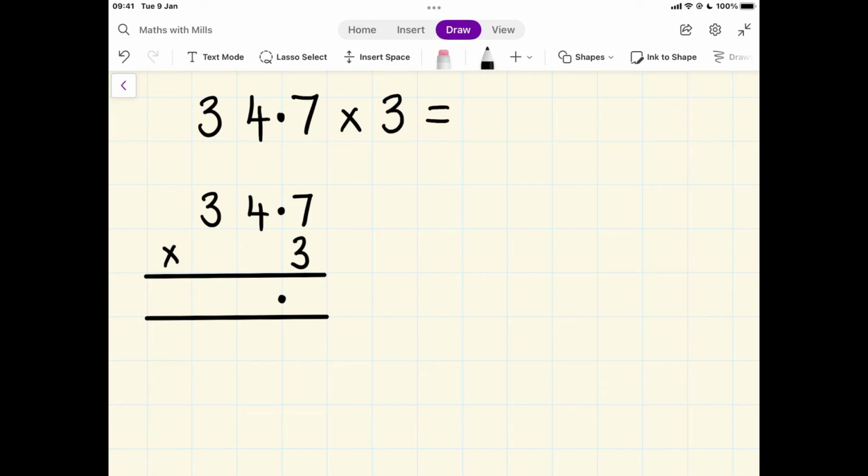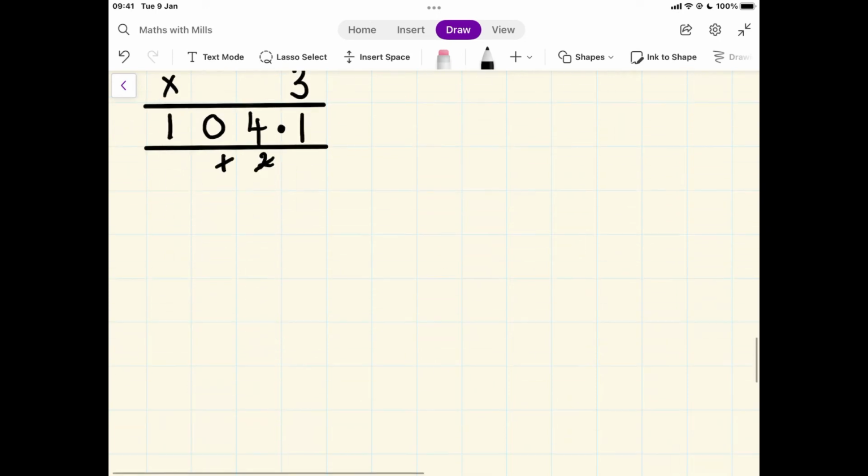Here's the calculation. 3 times 7 is 21. I'm going to put the 1 and carry the 2. 3 times 4 is 12. Add on that 2 is 14. 3 times 3 is 9. Add on that 1 is 10. My answer for this calculation is 104.1.